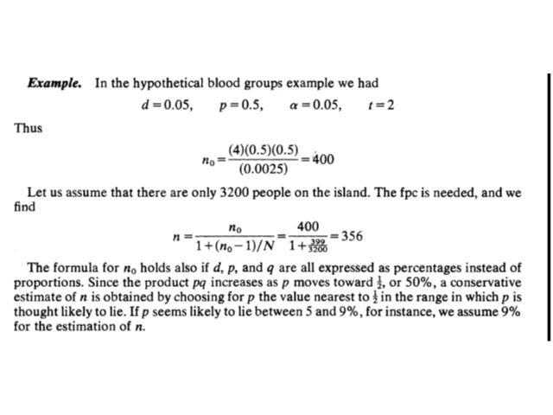This formula for n naught holds also if d, p, and q are expressed as percentages instead of proportions. Since the product PQ increases as p moves towards one half or 50%, a conservative estimate of n is obtained by choosing p as the value nearest to one half in the range in which p is thought likely to lie. If p seems likely to lie between 5 and 9%, for instance, we assume 9% for the estimation of n.